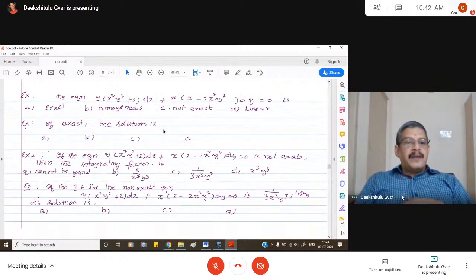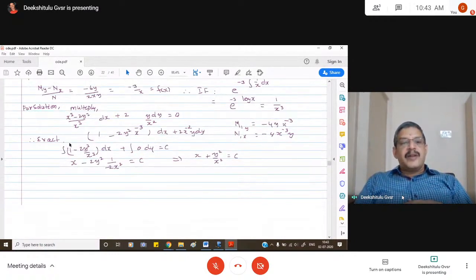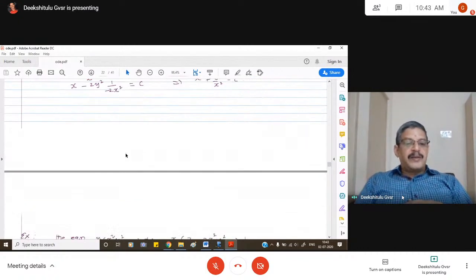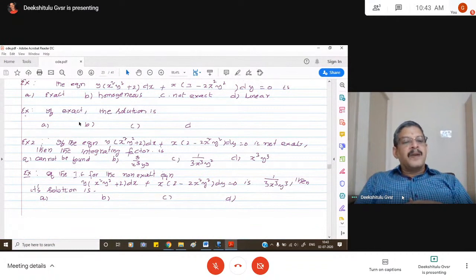If exact, you may be asked to find the solution. Four options will be given to you. You have to integrate them like this: integral of M dx plus integral of terms independent of x in N with respect to y. That step we have to do here. So that is another small question that can be asked from this problem. If it is exact, directly the solution may be asked.